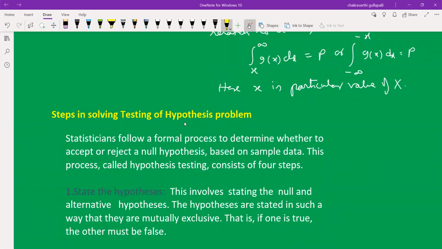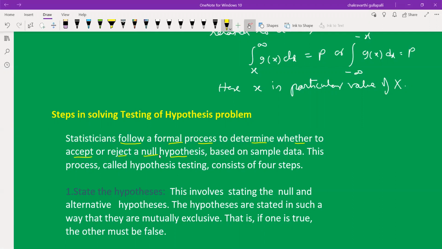The process of making a decision about a hypothesis based on the sample statistic is called a statistical test. Now there is a procedure. The statisticians follow a formal process to determine whether to accept or reject a null hypothesis. Generally, there is no acceptance in research work. The hypothesis may not be rejected. Rejected means completely rejected; "may not be rejected" is called acceptance.